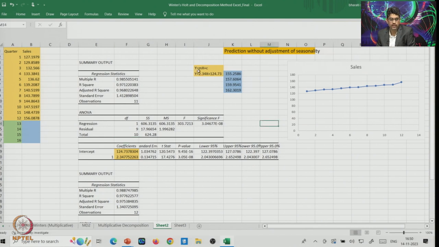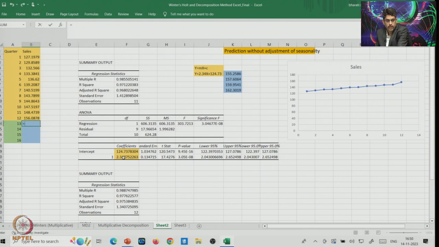Then what will be the forecast? Y equals mx plus c is the general trend line, or a plus bx. So this way we have calculated y equals 2.34 times x plus 124, where 124 is the intercept. And you may get the forecast like this. Look at here, the forecast for each period. Look at 13, multiplied by the index. A13 is the x. Or I can show you one calculation here.